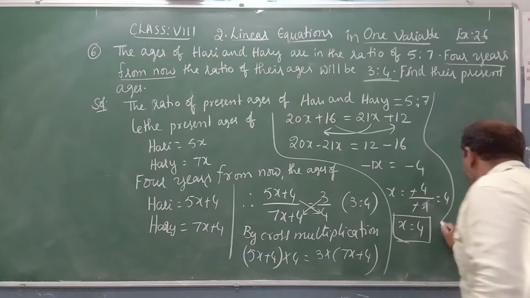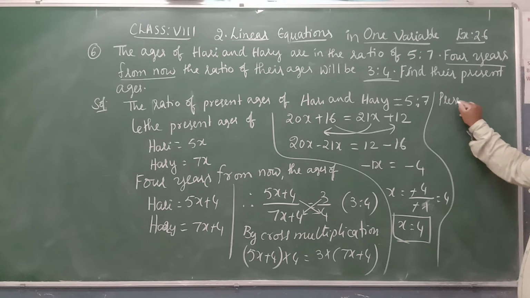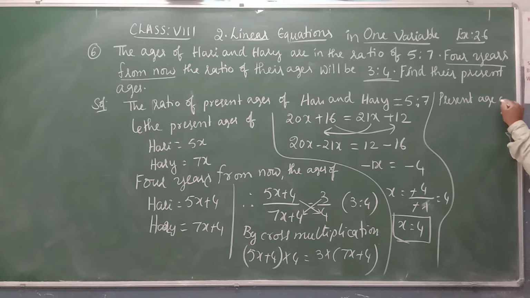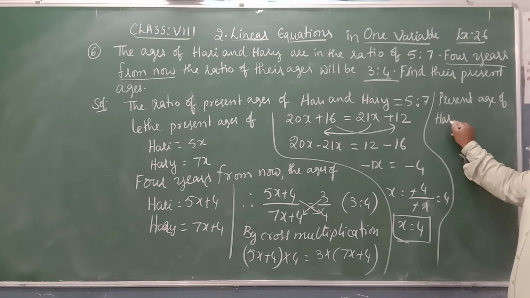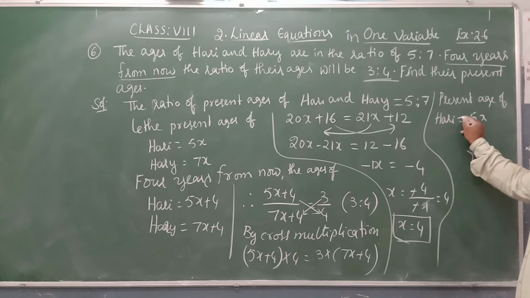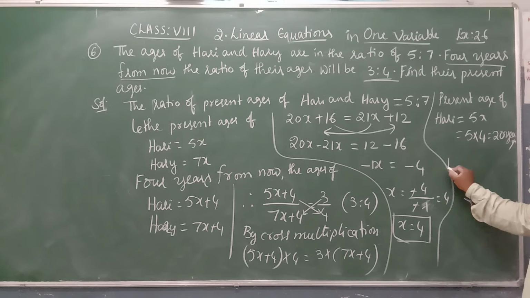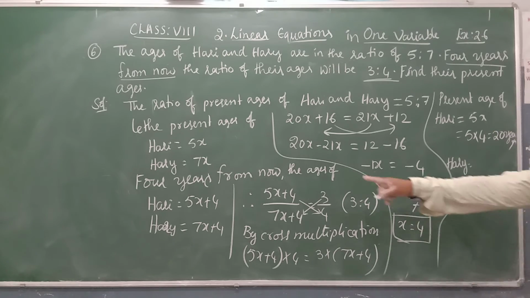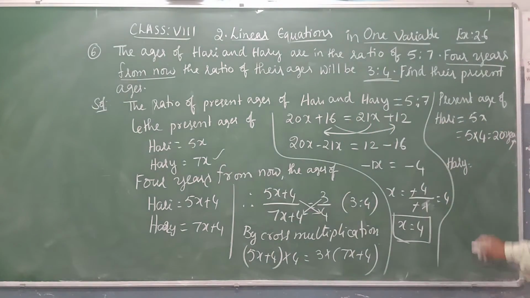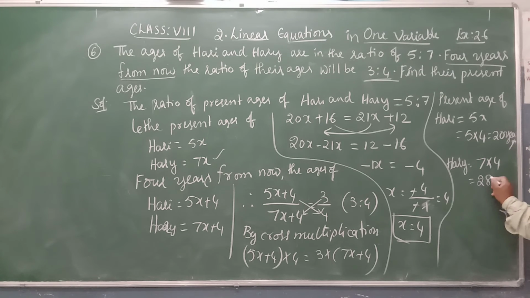Now find the present age of Hari. So what is the present age of Hari? He is 5x years, that is 5 into x, substitute x is equal to 4, that is 5 into 4, it is 20. Hari is 20 years old. Then find Harry. What is the age of Harry? The present age of Harry is 7x, that is 7 into x, x is equals to 4. 7 4s are 28 years.